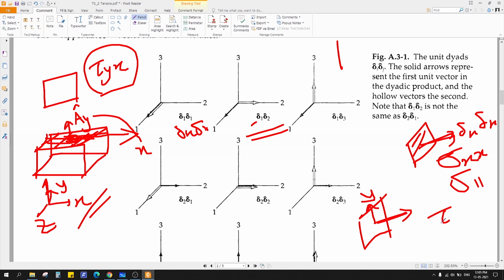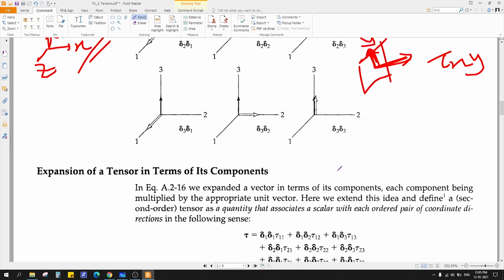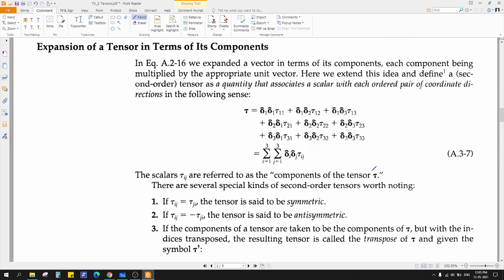So you write it as first, what is the direction of the area? In x direction. What is the force direction? We are applying force in y direction, so tau x y, right? And so on. So you can expand the tensor in terms of its components. So basically this one, tau 11 plus tau 12 plus tau 13. So delta 1 it is sx. Okay. So on. You can write simply like this, right?